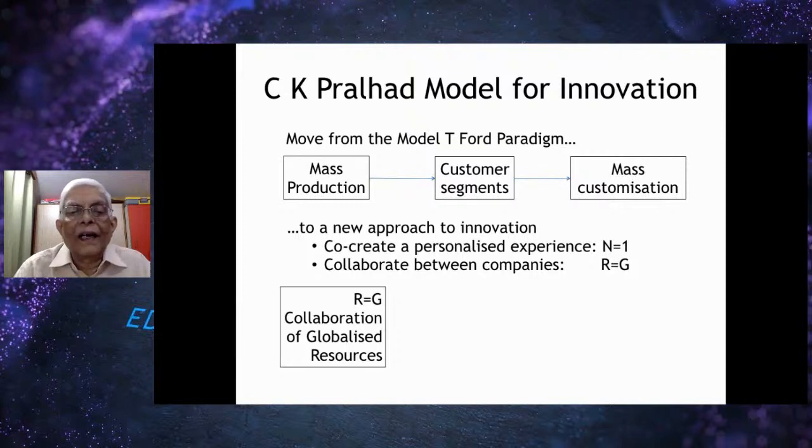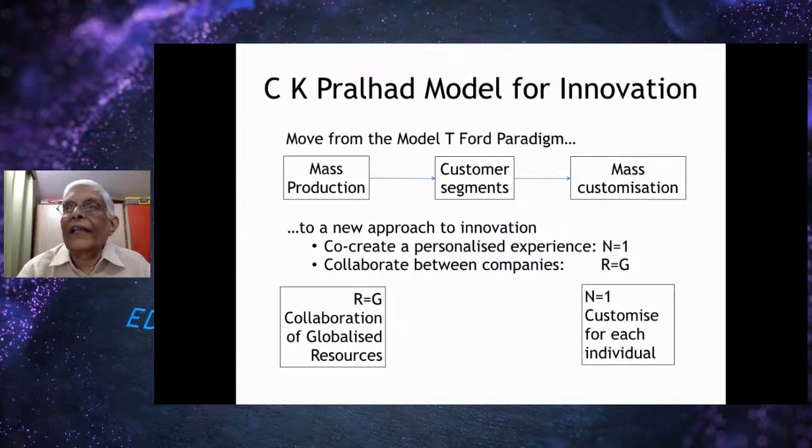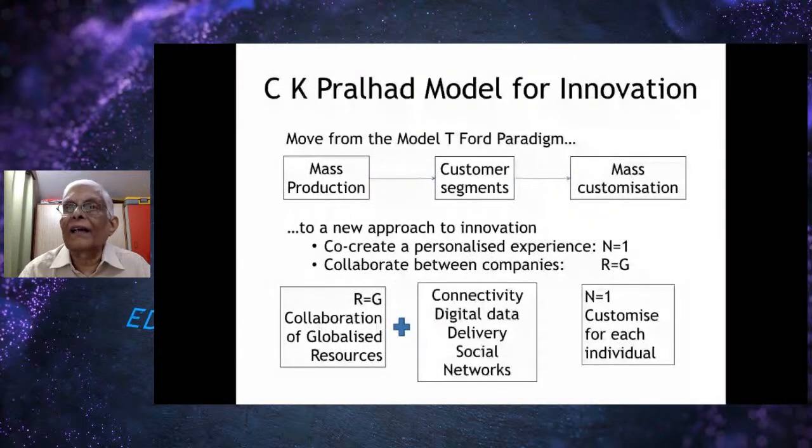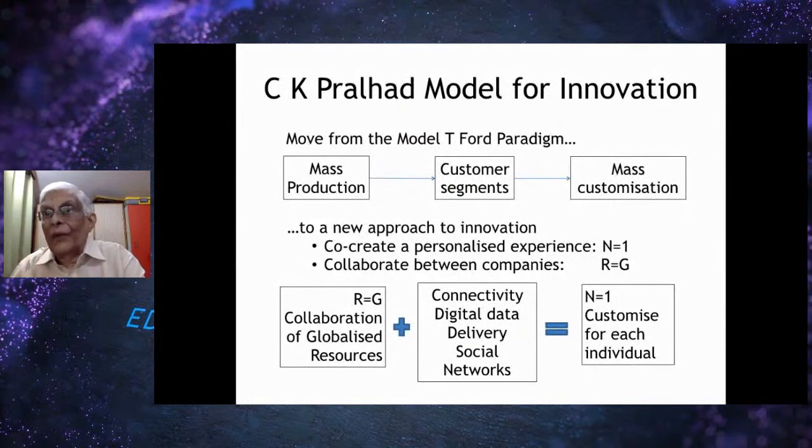He says that R equals G means collaboration of globalized resources. And on the other side, you have N equals 1, which is the customization for each individual. So add the globalized resources to connectivity using digital data delivery and even social networks to customize for each individual, right? Now you see the connectivity between something like geospatial and something like communications. That's why in my talk, I wanted to talk about both communications as well as geospatial technologies.